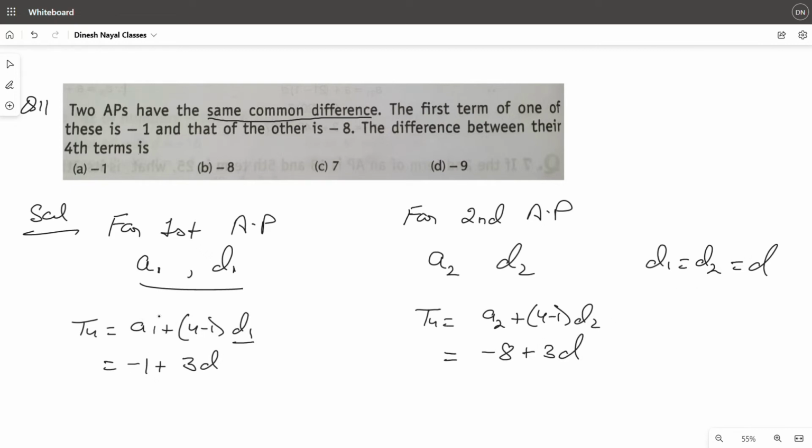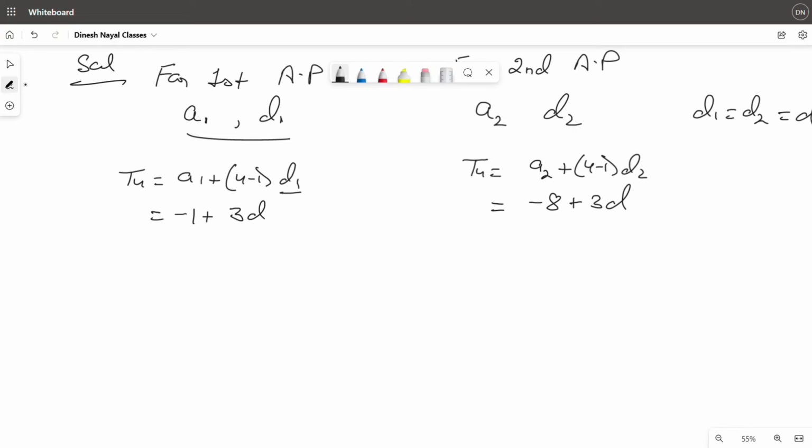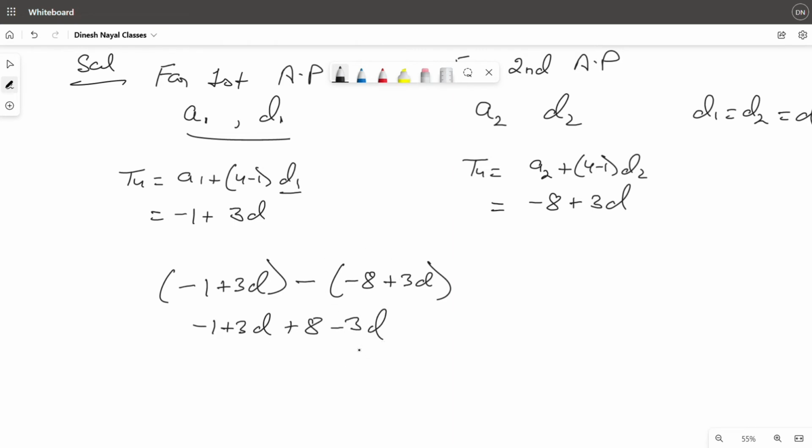Now you have to find the difference of their fourth term. So we can directly do, since we have to take the difference, this is minus 1 plus 3D, and then minus of minus 8 plus 3D, writing that in bracket. So this will be minus 1 plus 3D, plus 8 since there is a negative sign outside the bracket, and minus 3D. So plus 3D minus 3D will cancel out, and minus 1 plus 8 is actually 7. So the answer is 7. So the difference of the fourth term is 7.